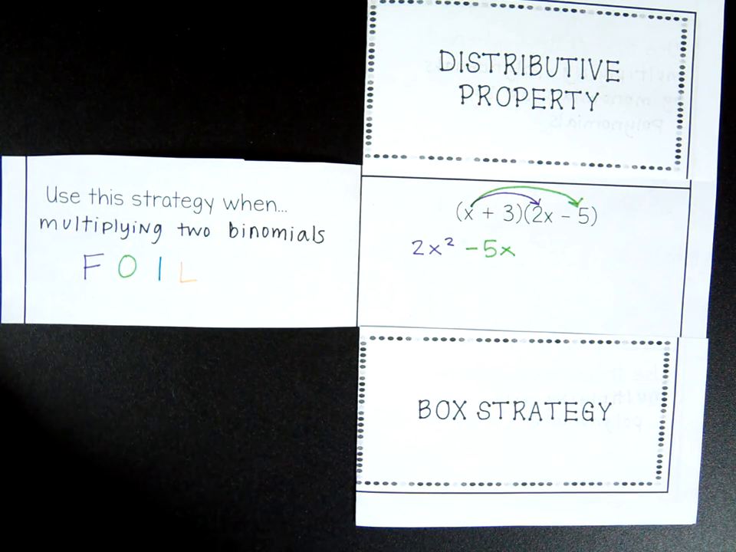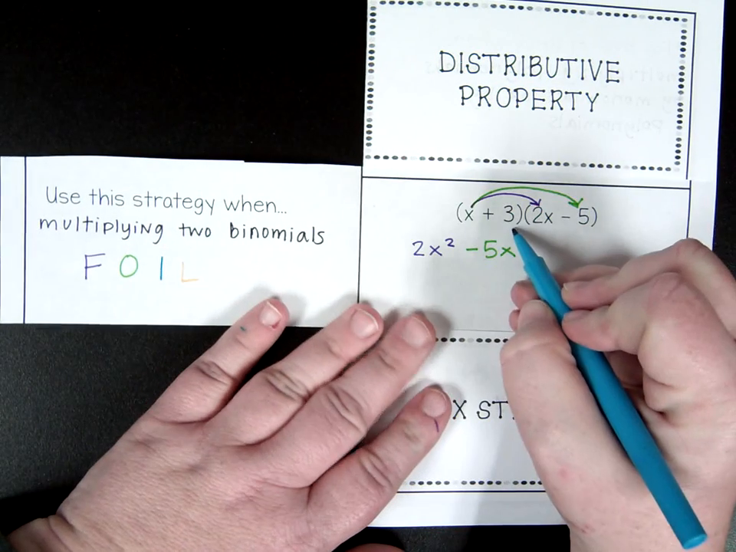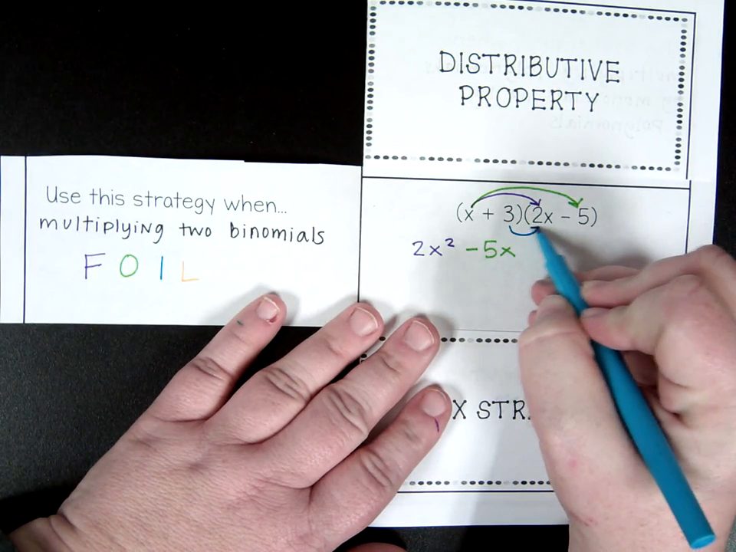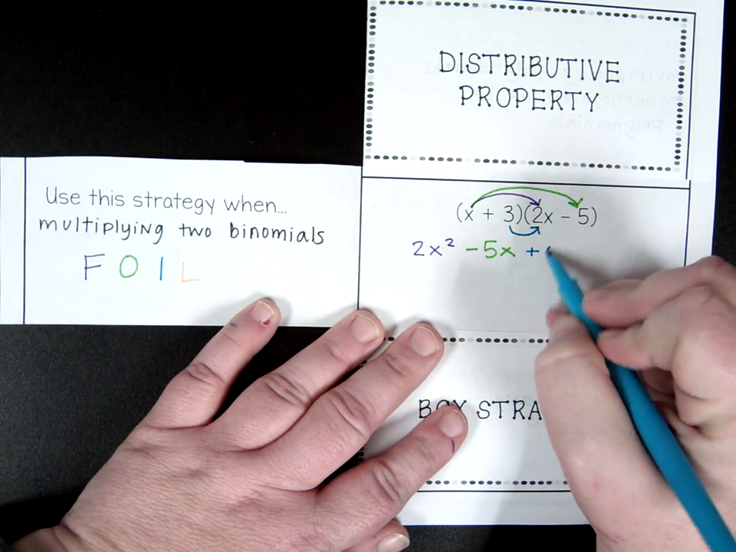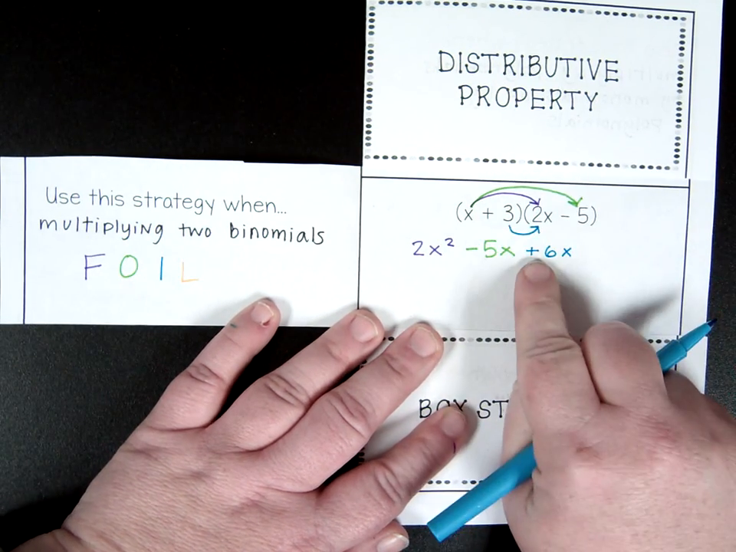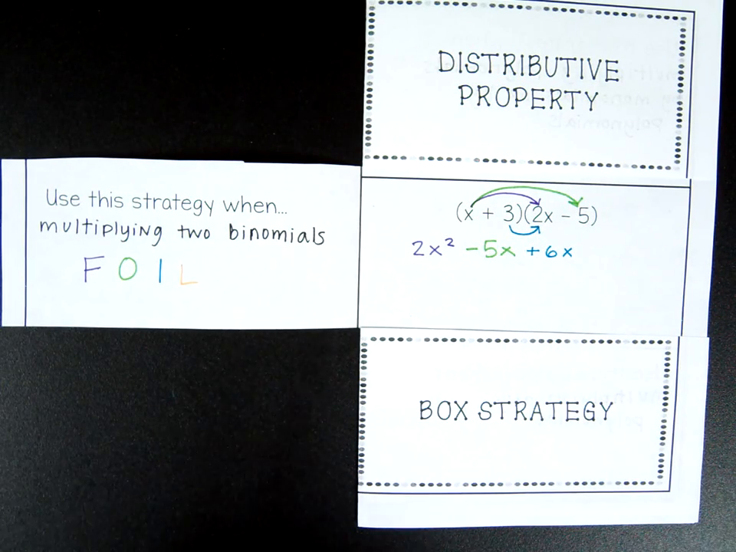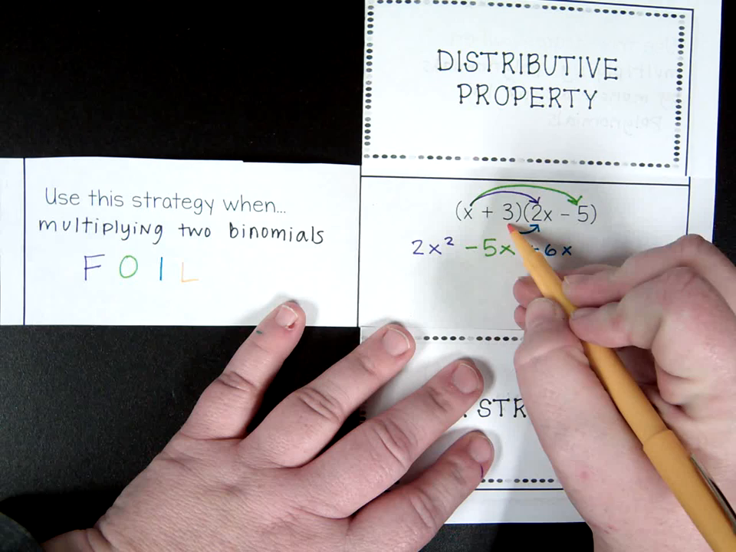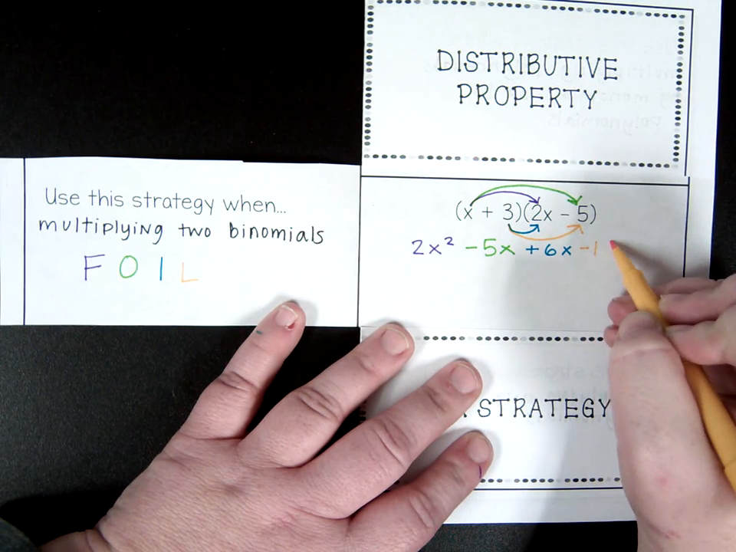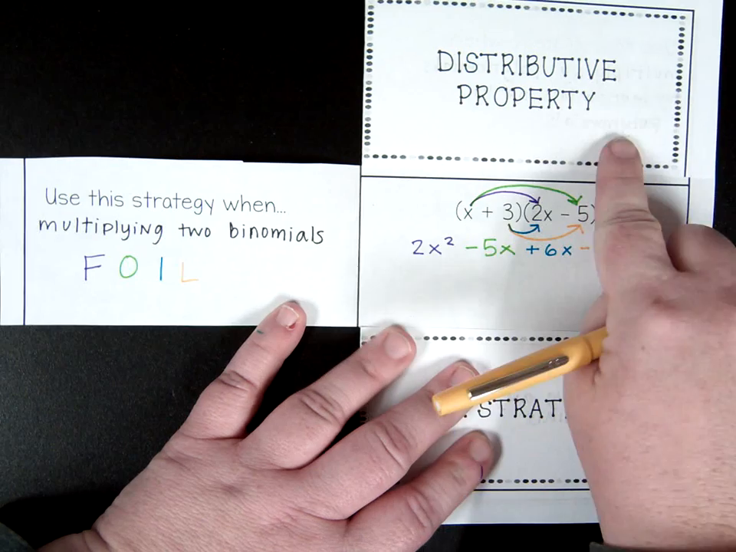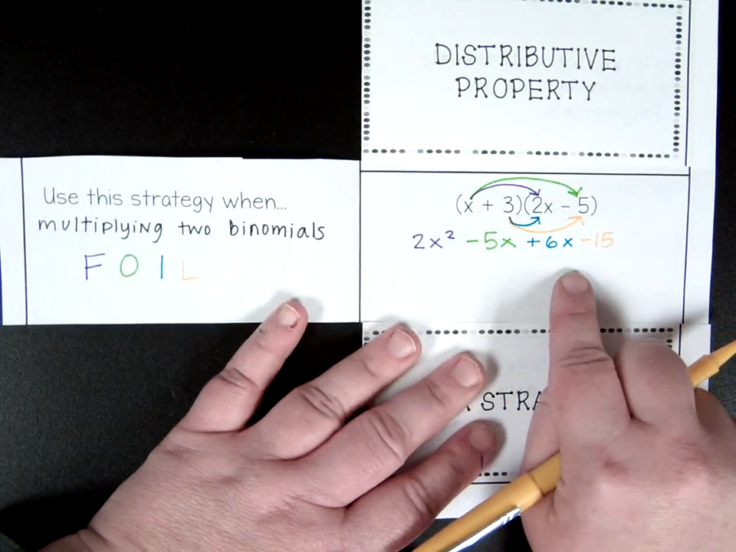Then we look at our inners. Our inners are the two things on the insides of the parentheses, and that looks like it would be 3 times 2x. And I know that 3 times 2x is 6x, and it's positive, so I put the plus 6x. And then I do the last things in my parentheses, which would be 3 times negative 5, and you get negative 15. Now it does look a lot like the distributive property because that's exactly what it is. You're still just distributing.